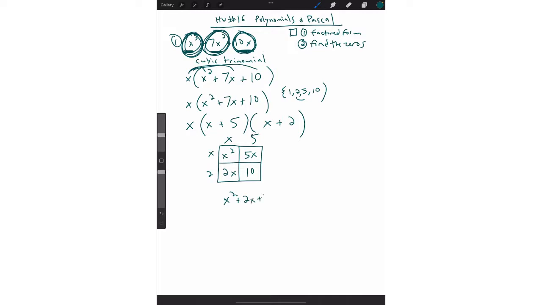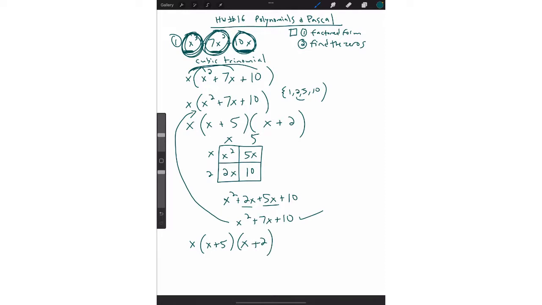I'll go ahead and write everything out. I can combine these two terms and get x squared plus 7x plus 10. Is this the same exact thing as what we started with right there? And the answer is yes. Okay, so now I'm going to go back to where I was at. We had x times the quantity of x plus 5 times x plus 2.